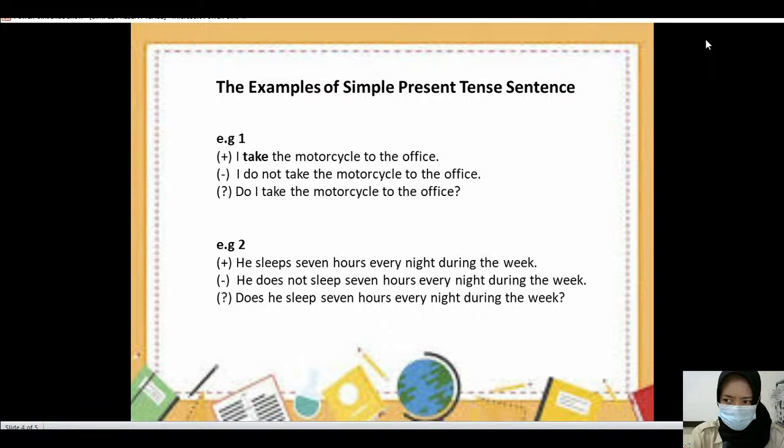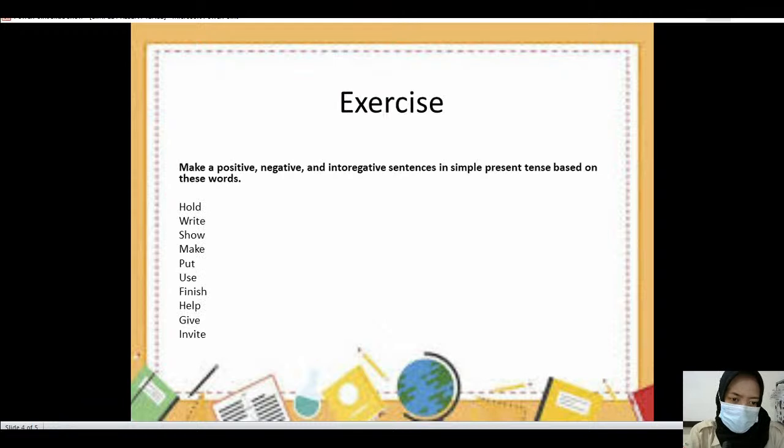So, what do you need to make a negative or interrogative? Dengan menggunakan subjeknya adalah nama orang, yaitu does. For example, does a car is a vehicle? Mobil sebuah kendaraan? Nah, itu contoh dari penggunaan does untuk kata benda. You get it? Okay. If you understand, I want to give an exercise: make positive, negative, interrogative sentences in simple present tense based on these words.